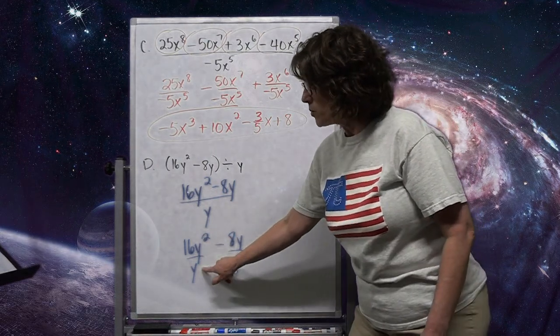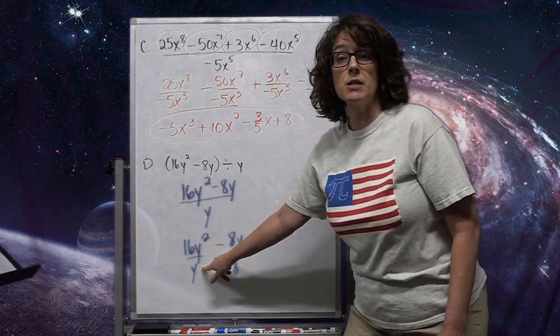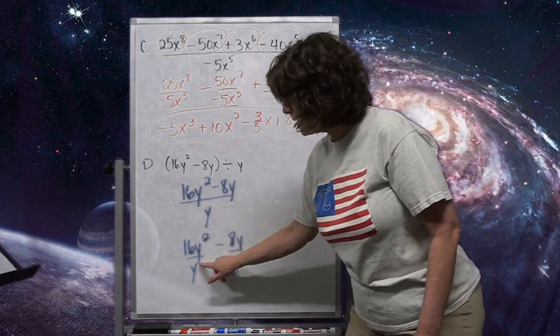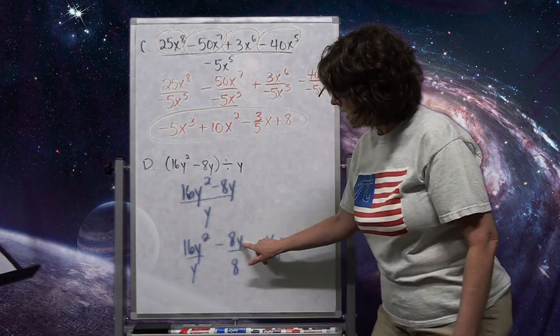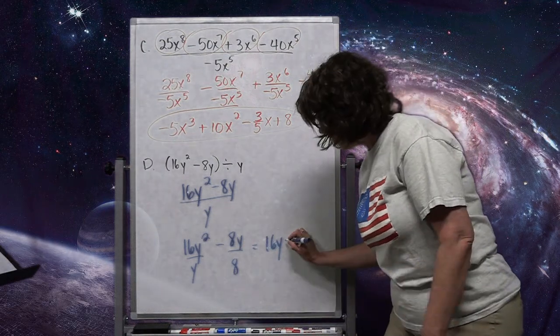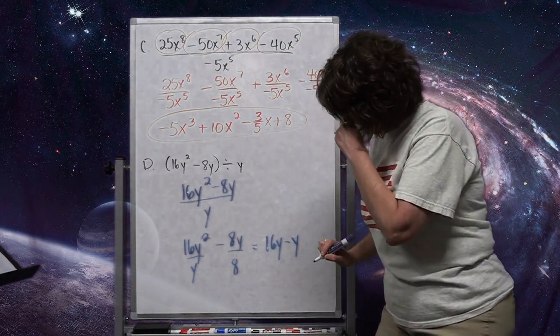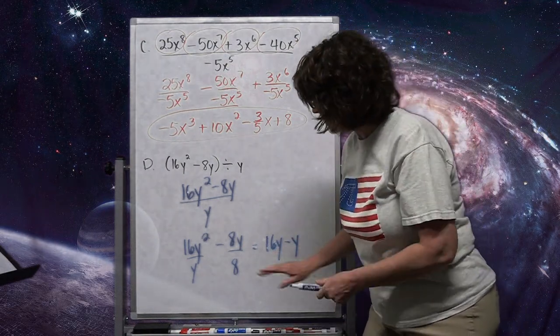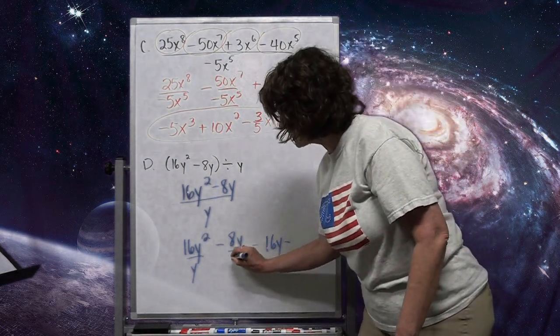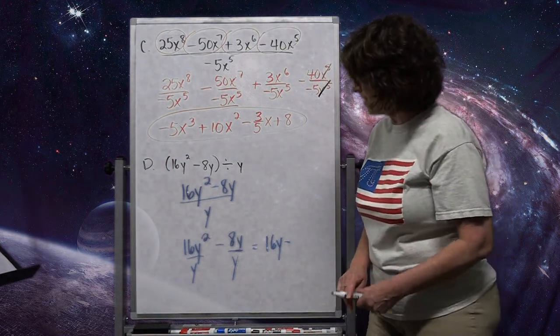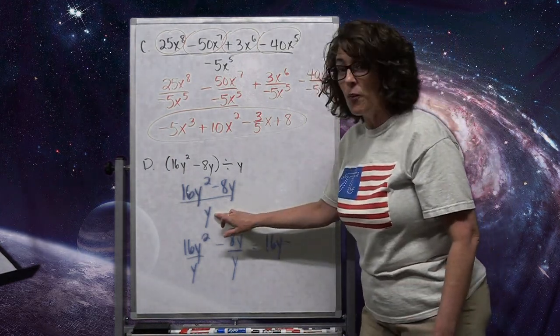Now 16y squared divided by y, I'm going to subtract those exponents because the bases are the same. 2 minus 1 is 1, and so that will give me a 16y. And then here, 8 divided by 8 is 1, and so I get a minus y. Oops, I really messed up. I can't believe I did that. It's a negative 8y divided by y. I kept thinking something's wrong here. Negative 8y divided by y.